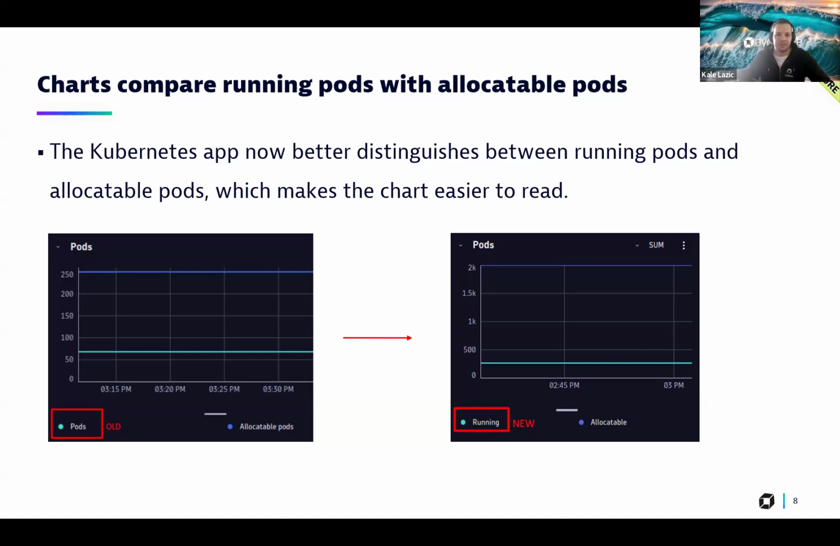pods, because it makes it clearer what is running inside your cluster and how many pods are allocatable, or also inside the node perspective. Before, it was just the entire number of pods independent of the phase they are in. And it makes more sense to compare the number of running pods to the number of allocatable pods. And this change now makes the chart easier to read. And it's available in the new Kubernetes application, right? Exactly. Okay.